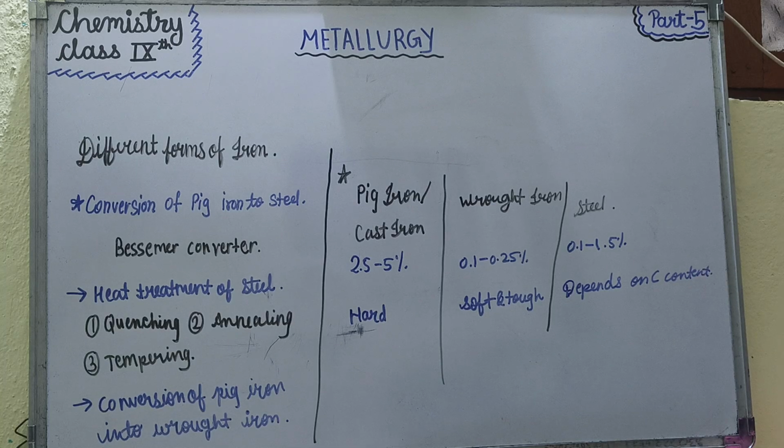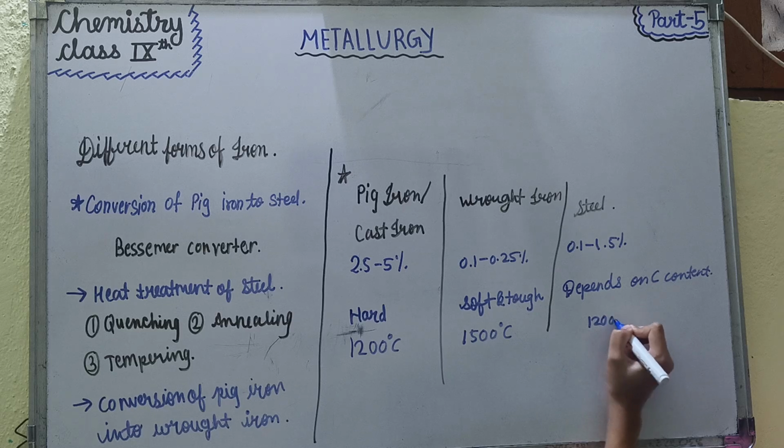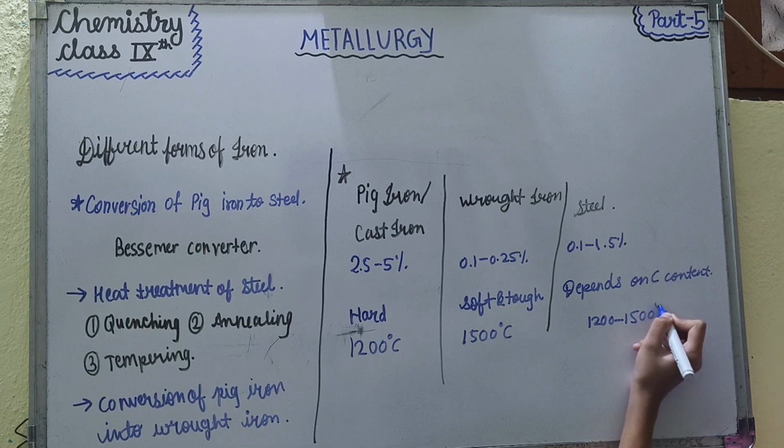Melting point of pig iron or cast iron is 1200 degrees Celsius. Wrought iron is 1500 degrees Celsius. And steel is 1200 to 1500 degrees Celsius.